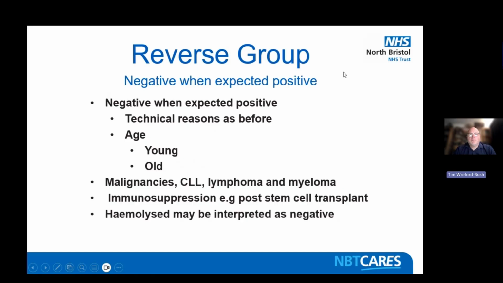So let's go on to the reverse group. This is probably the most likely sort of anomaly you're going to come across in the lab. So first of all, let's talk about when the result's negative, but you're expecting it to be positive.